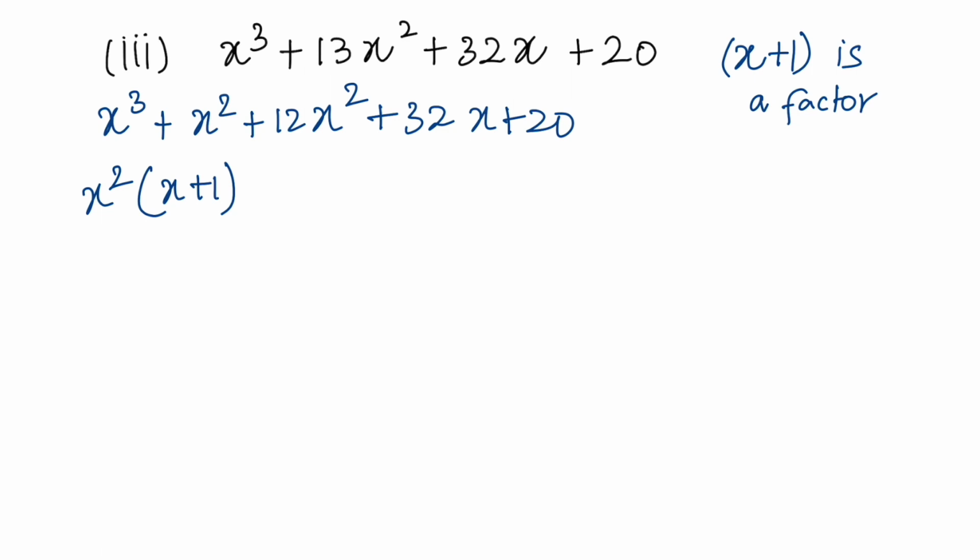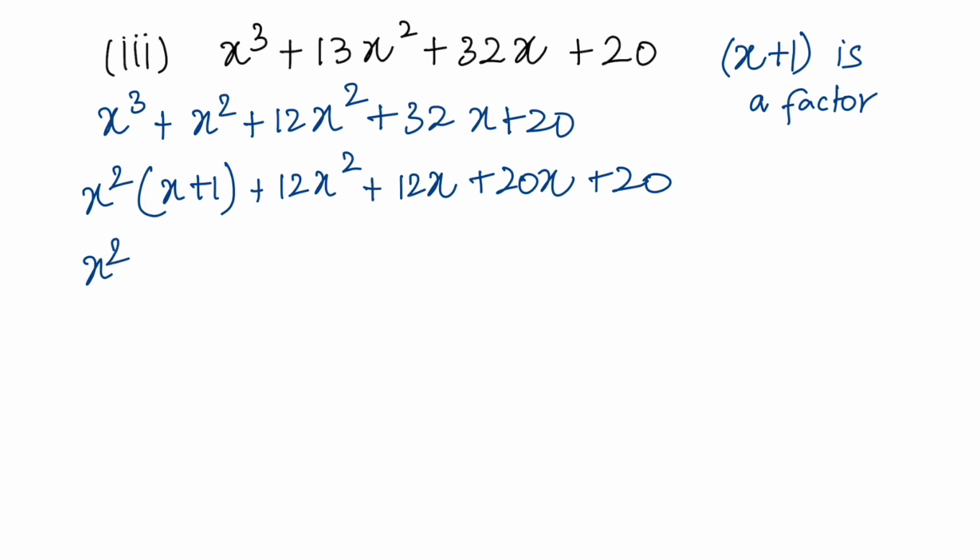Now we are going to the next two terms. You have 12x squared and 32x. We need to take 12x out of it, only then it would become 12x into x plus 1, right? So for that you are going to rewrite this as 12x squared plus 12x plus 20x plus 20. Since we need 12x, we have taken it out, and that gives you 20 as well. So 12x plus 20x is equal to 32x. You have split that and written it like this.